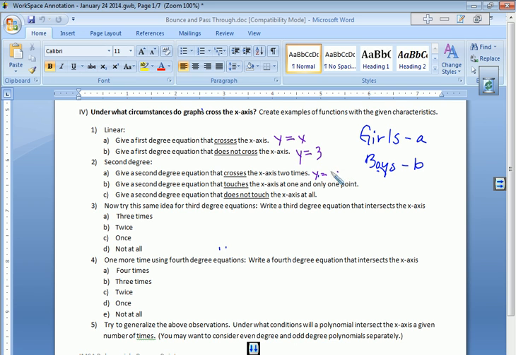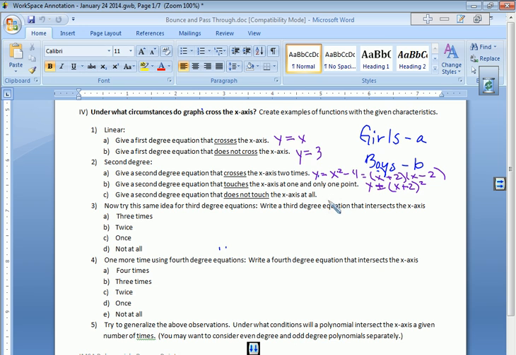X squared minus 4? Good. Oh, I thought you would have given it to me in factored form. But yeah, so that would be x plus 2, x minus 2 if we looked at it in factored form. Great. Okay, boys, give me one that touches exactly 1 point. Y equals x plus 2 squared. Yeah. Good. All right, one that does not cross the x-axis at all.